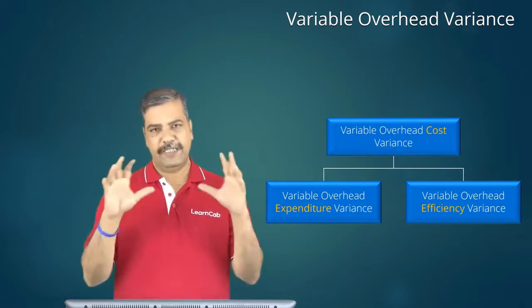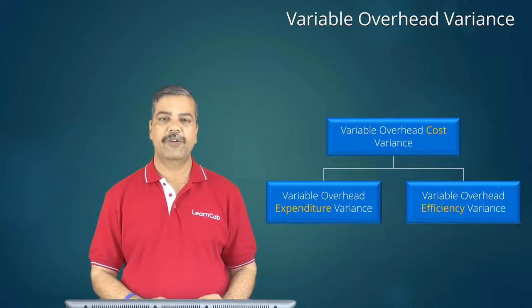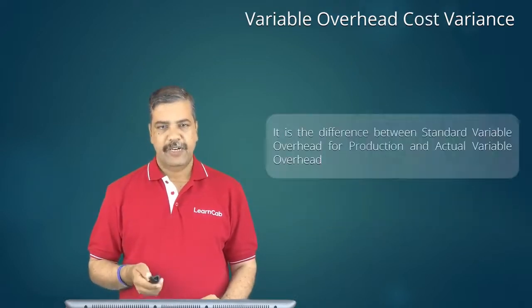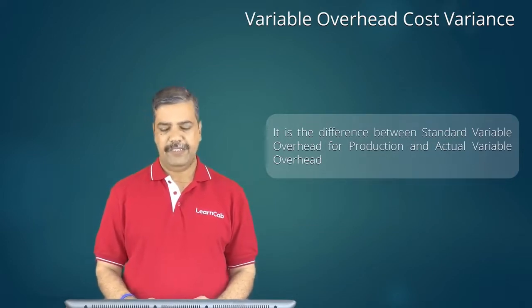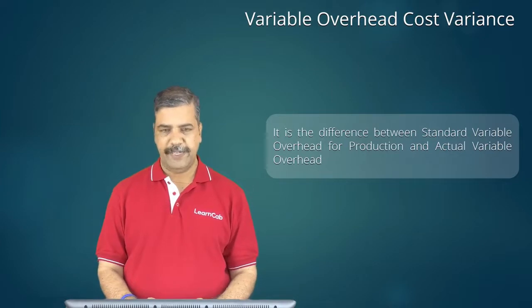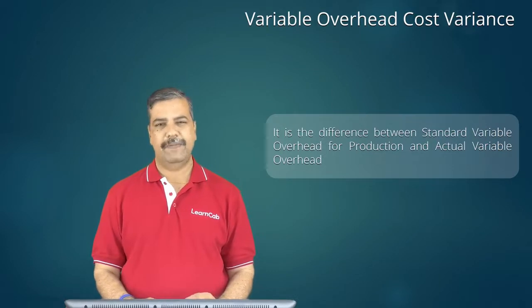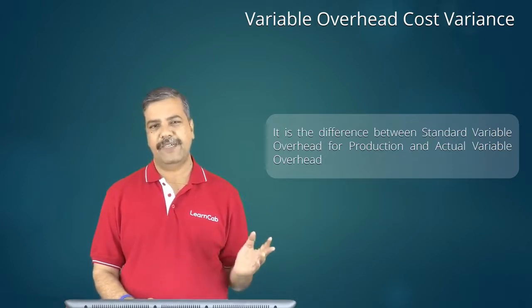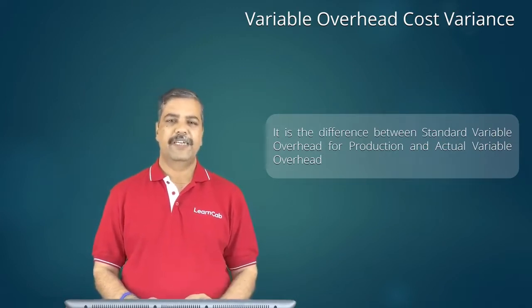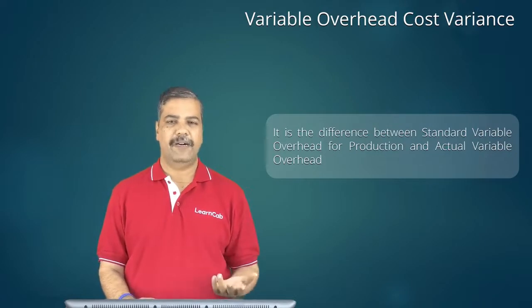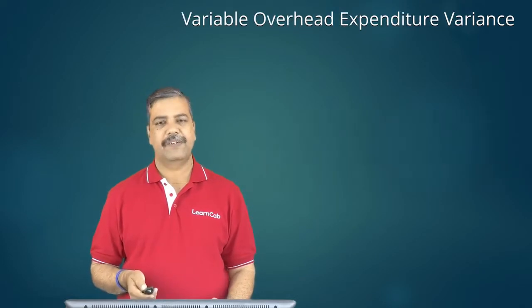So, these are the things which we need to analyze when we go for variance analysis in terms of variable overheads. Let us study the first one, variable overhead cost variance. What is this variable overhead cost variance? It is the difference between standard variable overheads for production and actual variable overheads. The principle remains the same for material cost variance, labor cost variance and variable overhead cost variance also. That is, basically take standards and subtract it from actuals. Okay, that is what it means, very simple.